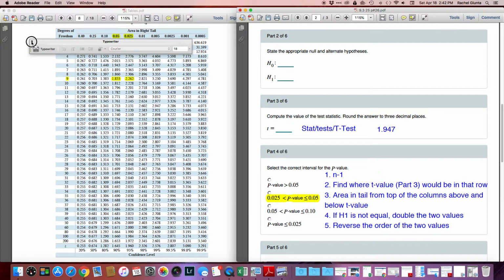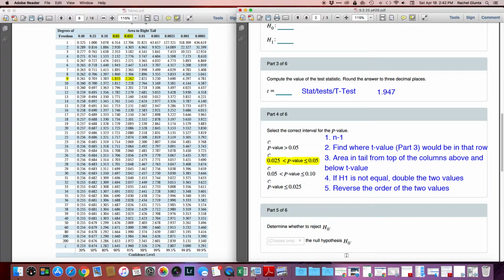So just to review that real quick, we found our row by taking our sample size minus 1. That gave us 9. Then we looked for our t-value of 1.947 and where that would fall in this row, and it would fall in between these two numbers. Then we followed these two numbers up to the heading, and since it's a greater than or less than, we leave the numbers alone. If it had been a not equal, we would double them, and then we reverse the order. So we've got 0.025, 0.05, and that matches this answer choice here.